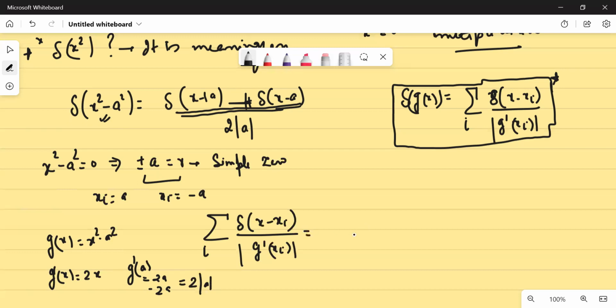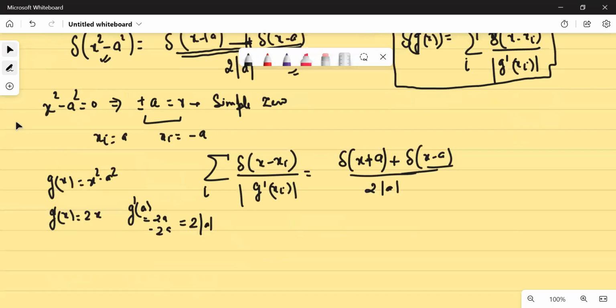So what will it become? The denominator will become 2 times modulus of a, and the first xi, let's say, is minus a. So this will become x plus a, then plus Dirac of x minus a. So this proves your property. If you have seen this property somewhere, this is how it is written. Is that clear? Yes, sir. Okay.